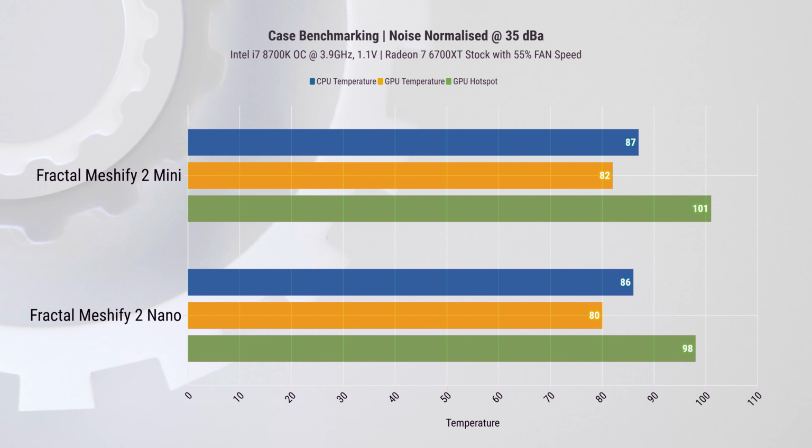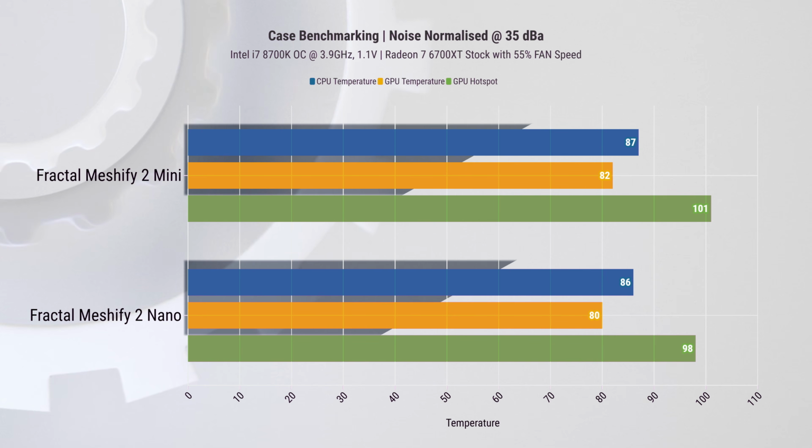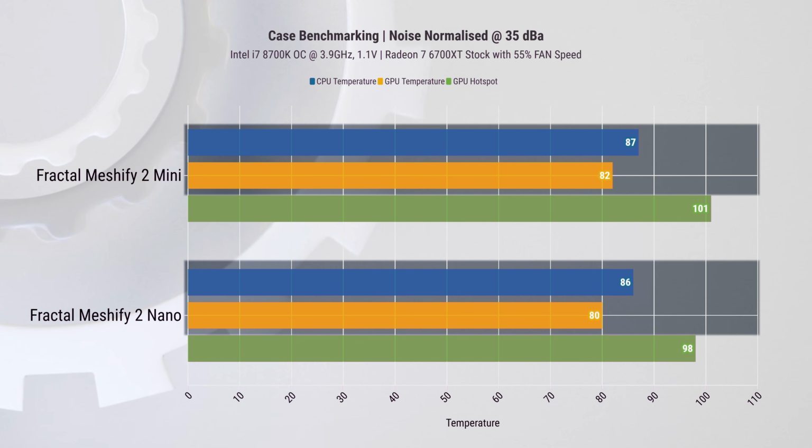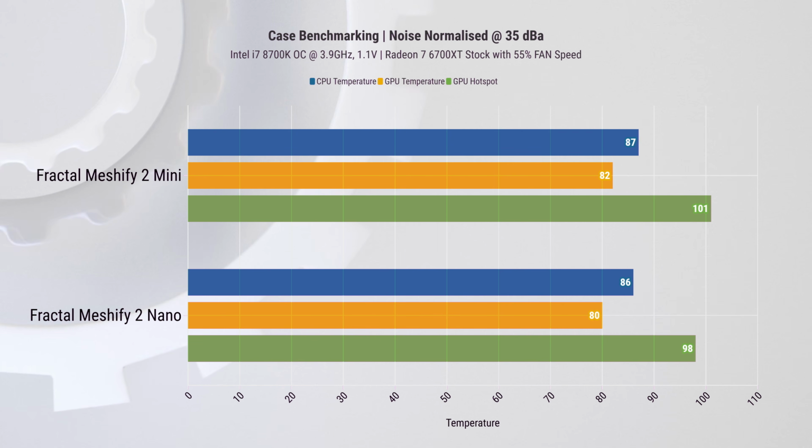Next we normalize the fans to 35 dBA and run the same tests, where we see both GPU and CPU obviously warmer, but still in a very similar range. Just 1 degree difference between Nano and Mini on the CPU, and 2 degrees difference on the GPU side. Nano is still the better case here, but only by a small margin, which brings us really well to the conclusion.